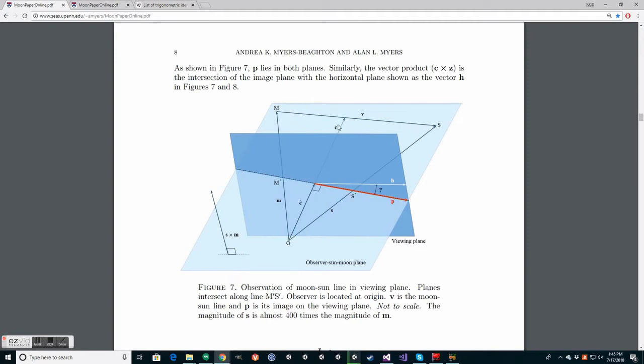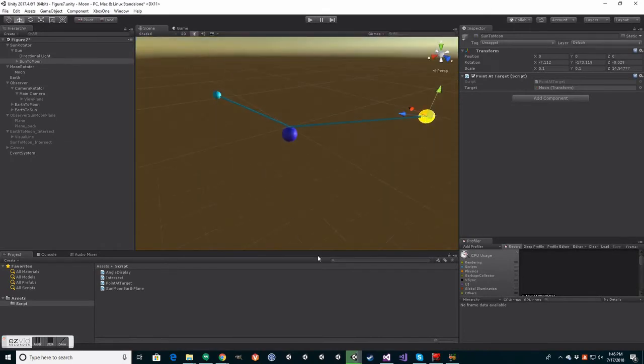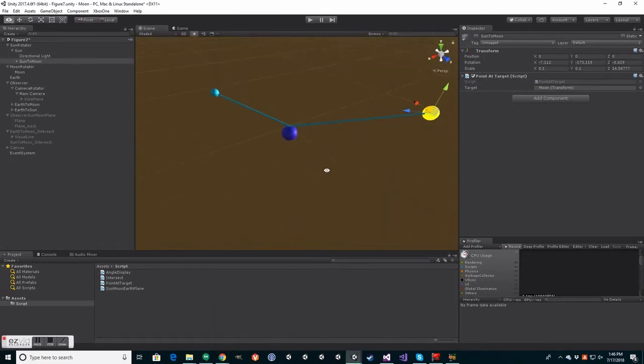Here is c, which is the direction from the observer to what the observer is looking at. They have done it as an arbitrary point on this line. We said before we're going to simplify and we're going to look straight at m. So c and m are going to be identical. So the next thing they want to do is create this observer sun-moon plane, which is the plane that contains the observer, the sun, and the moon. The observer, the sun, and the moon together make a triangle, and they want to make that into a plane. I have here a 3D simulation to try and help us visualize this diagram.